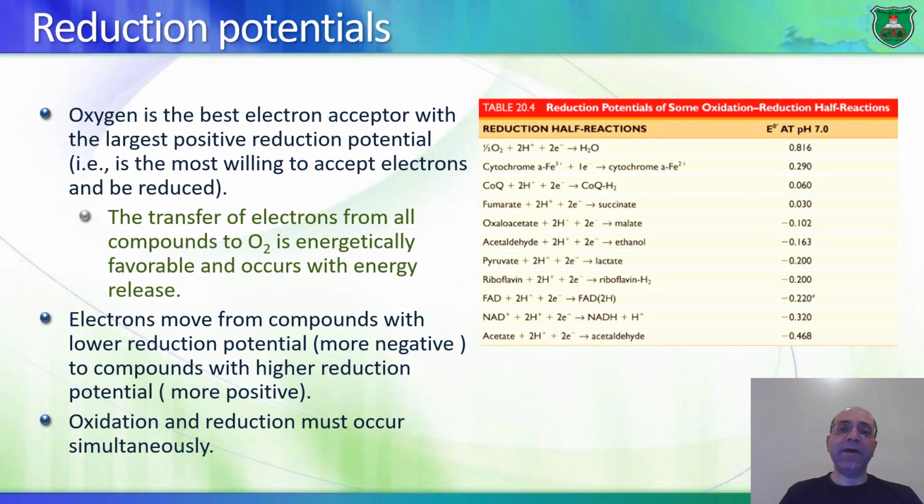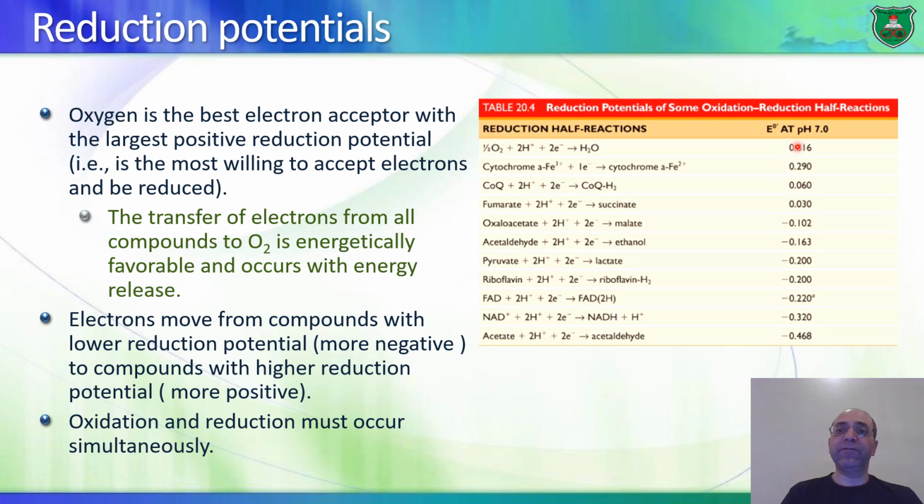So every compound has its own reduction potential, the ability or the willingness to accept electrons. Oxygen is the best electron acceptor. It is a strong oxidizing agent. That is, it takes electrons from other molecules. And it has a reduction potential that equals 0.816 volts.